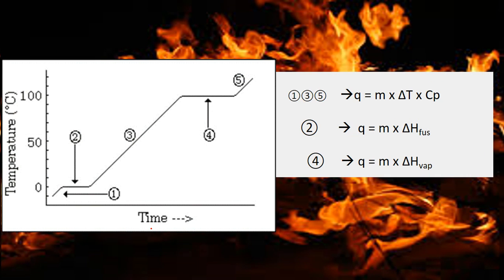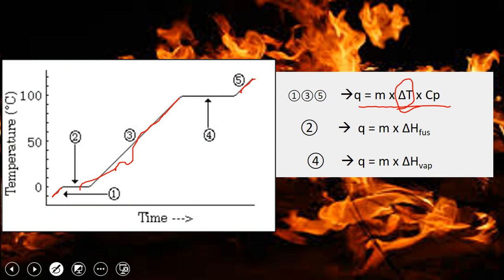So let's take a look now at our whole heating curve. Anytime there's a change in temperature, so this part here, 1, this part here, 3, and this part here, 5, those parts have a change in temperature. So to figure out heat we would use the mass times the change in temperature times the specific heat. At part 1, we would need the specific heat of the solid. At part 3, we would need the specific heat of the liquid, and up here at 5, we would need the specific heat of the gas, but that is the equation we would use.